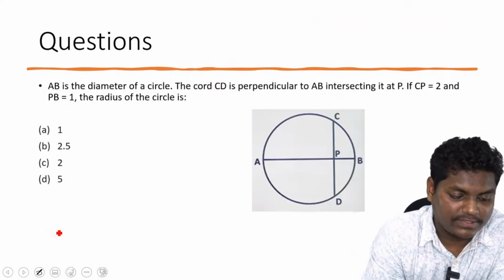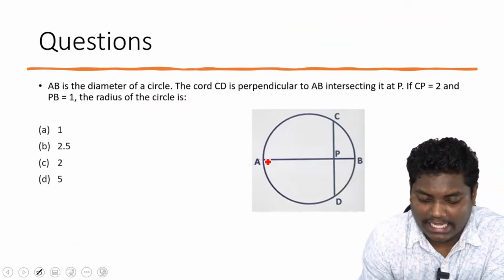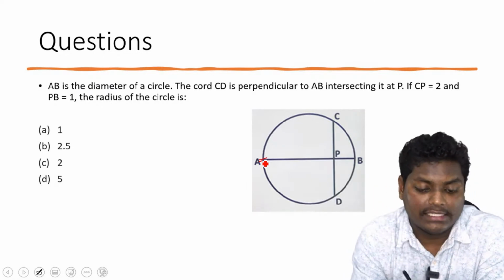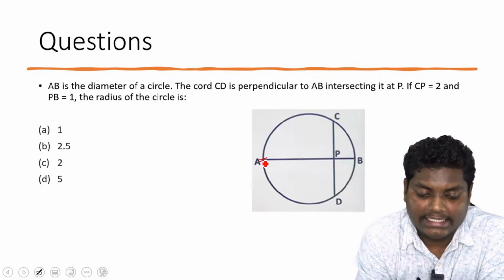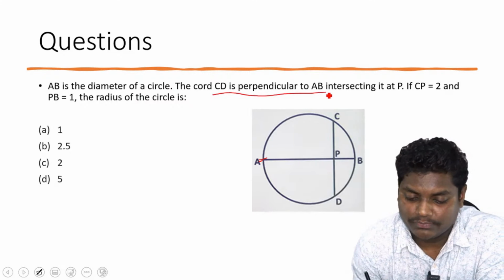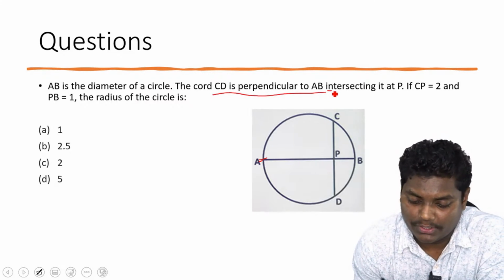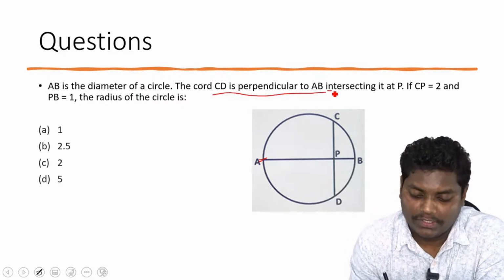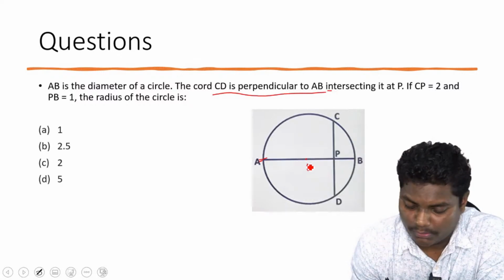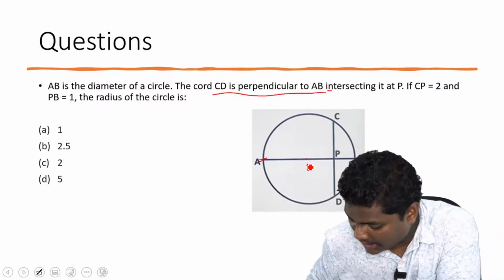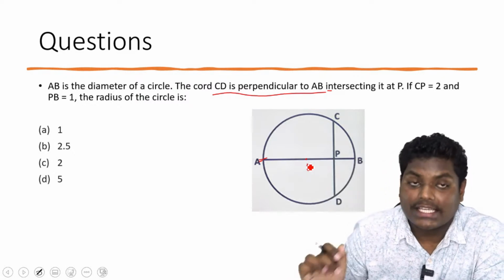Okay, I'll just clear this up. AB is the diameter. This is the diameter that we have. AB is the diameter. CD is the chord. And it is said that CD is perpendicular to AB. So if CD is perpendicular to AB, and we have the center O. Great, Sanchari. Sanchari is saying 2.5.